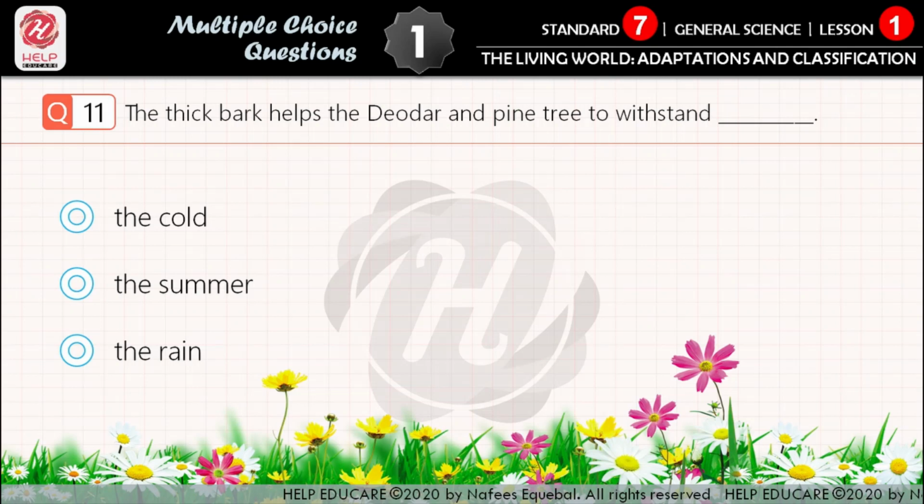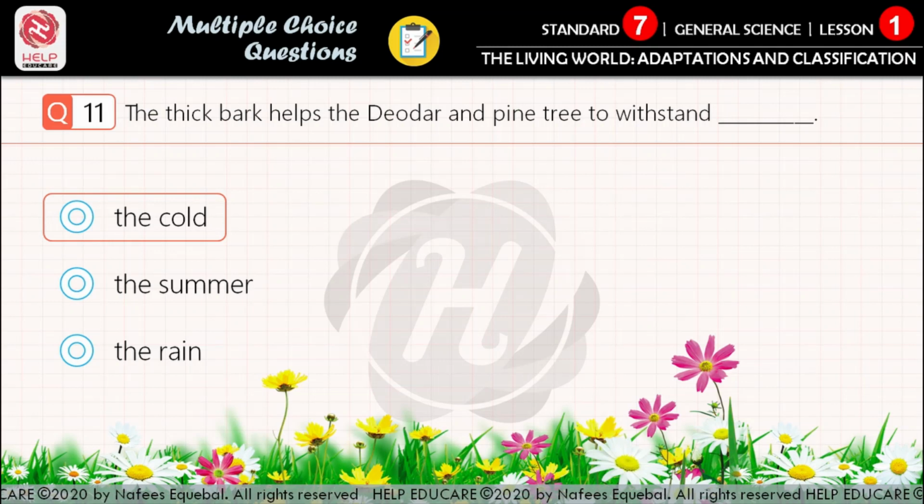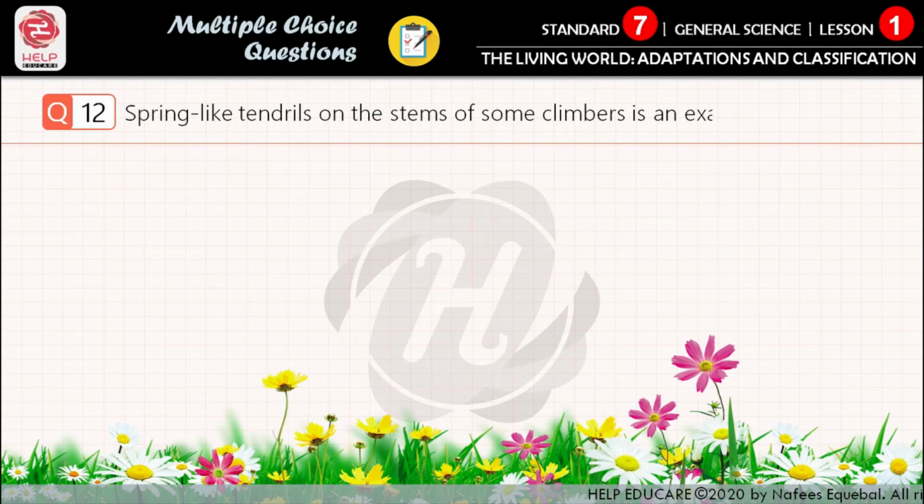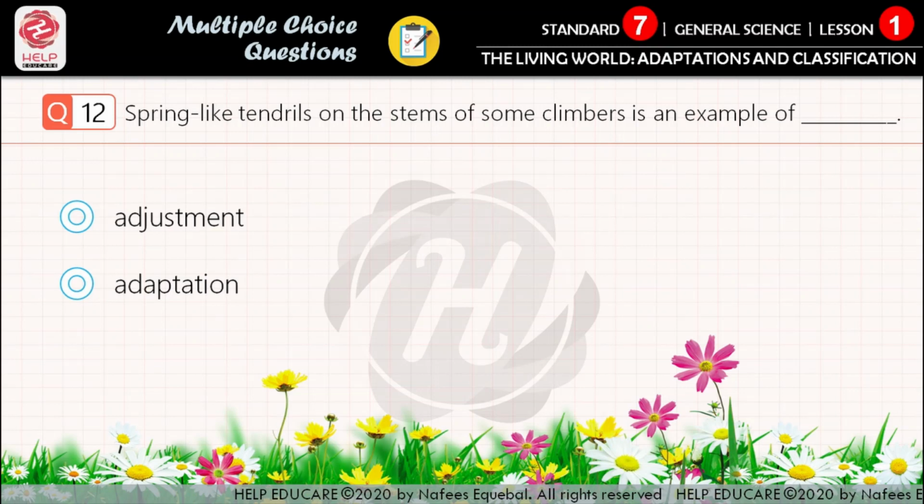Correct answer is the cold. Question number 12. Spring-like tendrils on the stems of some climbers is an example of dash. First option, adjustment. Second option, adaptation. Third option, assimilation. Fourth option, accommodation.